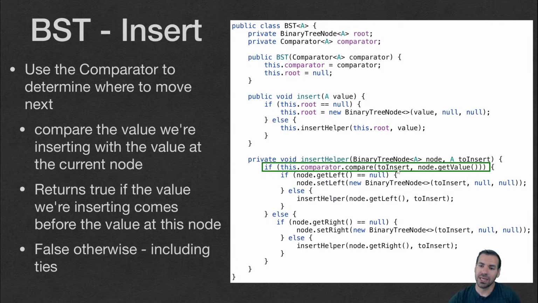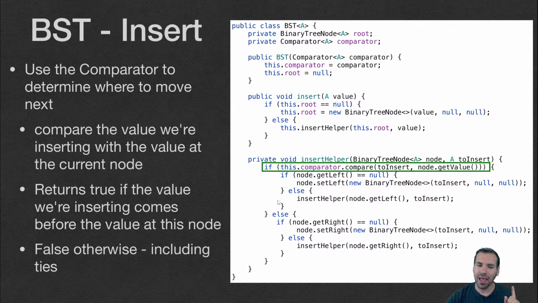So I'm saying, does the value I'm trying to insert strictly come before this node's value in the full sorted order according to this comparator? That's the question being asked here. If the answer is yes, I'm going to the left, because the value that I want to insert goes to the left of this node's value. It has to, in order for this to be a BST.